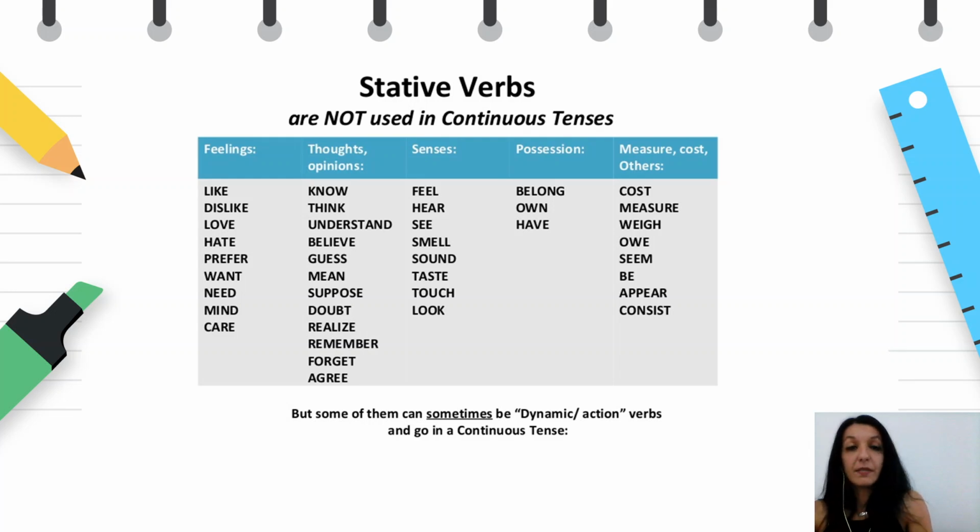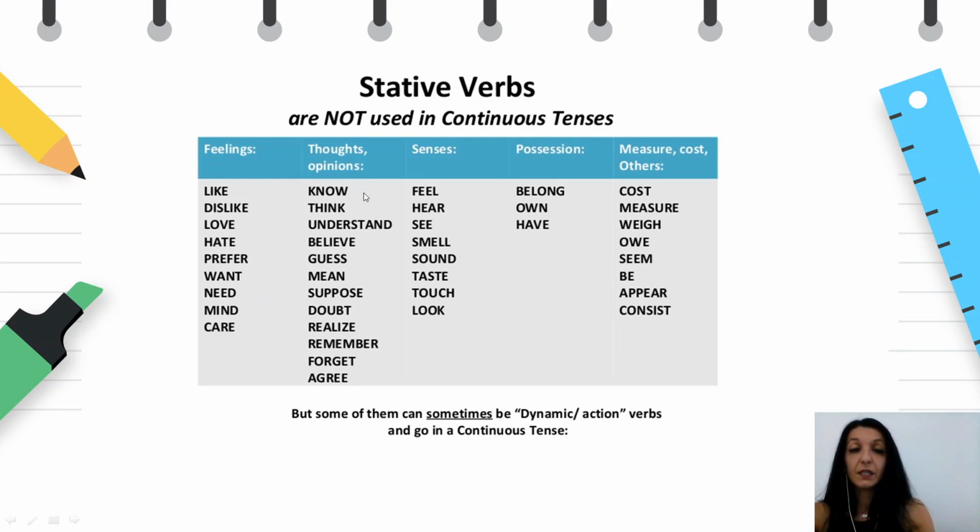Well, one more thing to mention here. There are groups of verbs. They are divided here so you can remember them easier. Stative verbs are verbs that describe states and are not usually used in continuous tenses. A good and easy way to remember them: the first group of verbs are verbs that describe feelings like, dislike, love, hate, prefer, want, need, mind, care, etc.